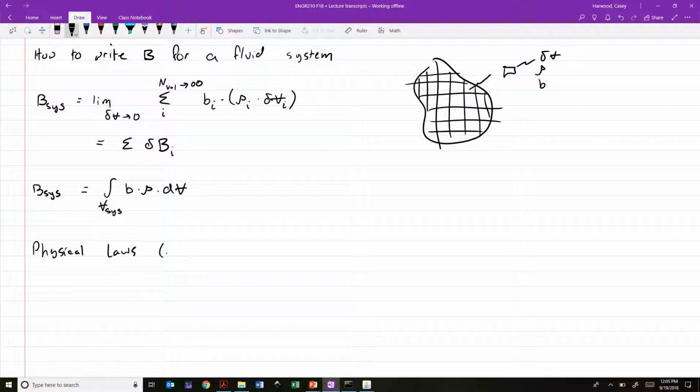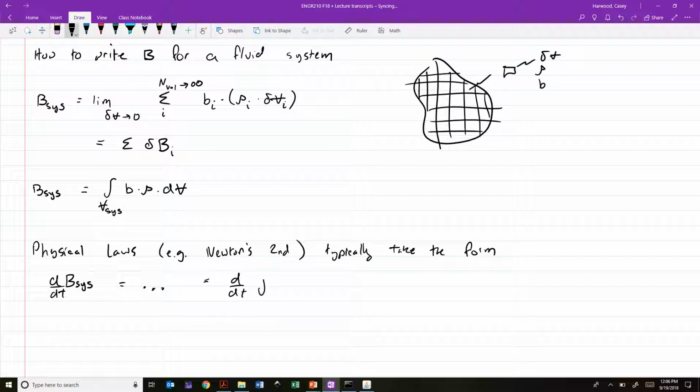So physical laws, right, such as Newton's second law of motion, typically take the form, right, of d dt of B system is equal to, you know, something, which we could write in this case as being d dt of the integral of the volume of that system of rho times b dV.